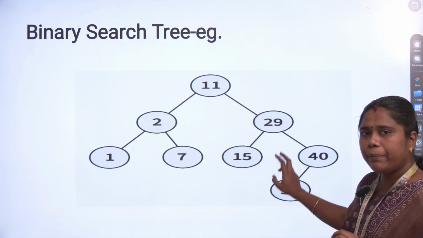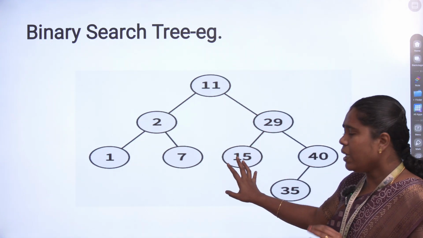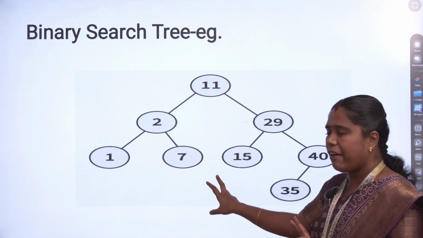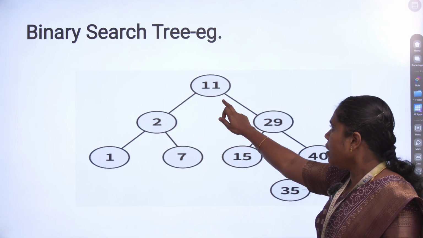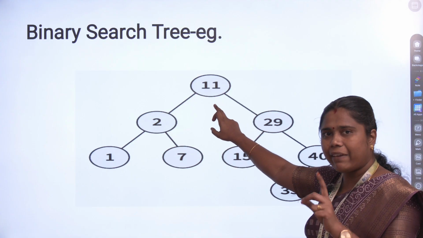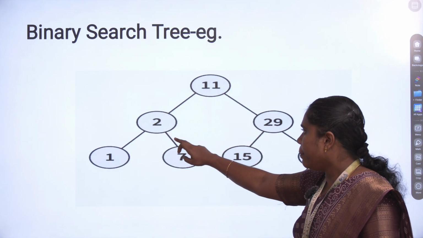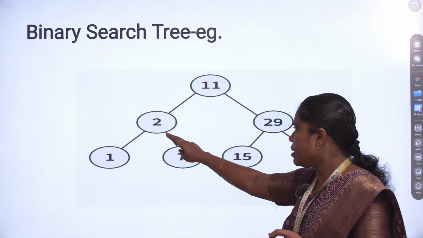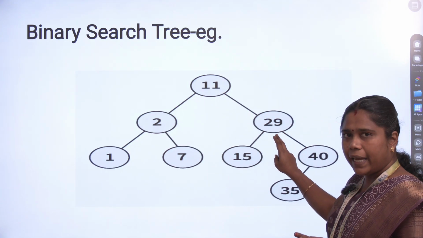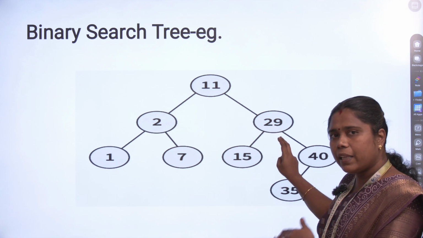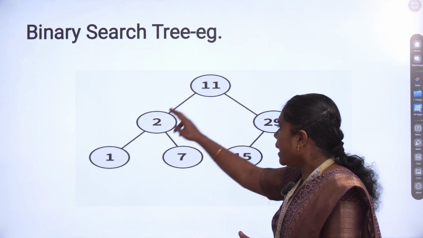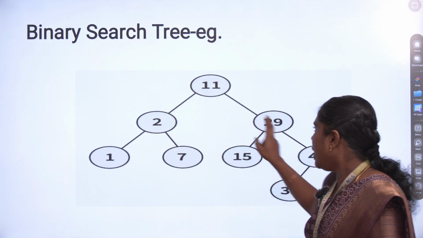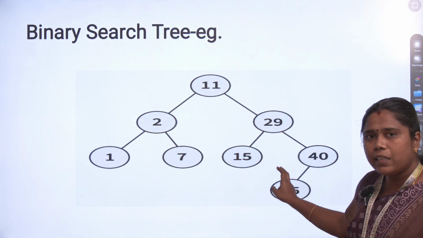So it's an example of a binary search tree. Here you see it is a binary tree, that is, at all the nodes it will have at most 2 children. The topmost, the root node, has the value 11. The next key value is 2, which is lesser than 11, so it is inserted at the left subtree. The next value is 29, which is greater than 11, so it is inserted at the right subtree. You can see all the elements in the left subtree are lesser than the root node and all the elements in the right subtree are greater than the root node.